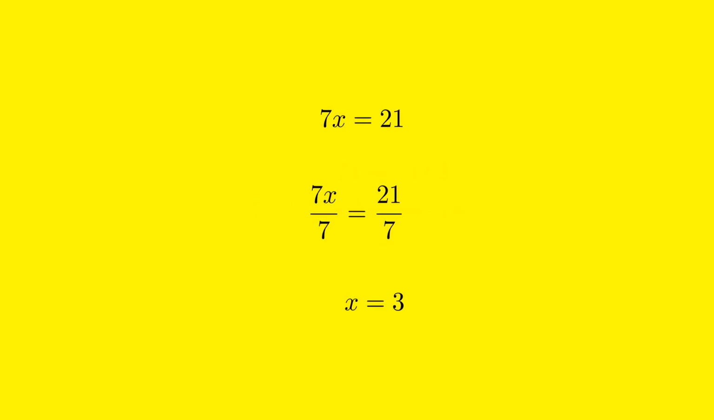In step 2, we need to isolate the variable x by getting rid of the coefficient, which is the number 7 that is multiplied by x. This means we need to perform the arithmetic step of dividing both sides of the equation by 7.